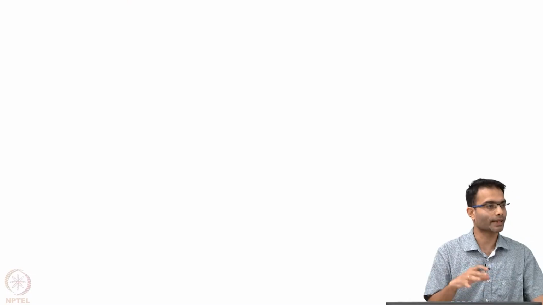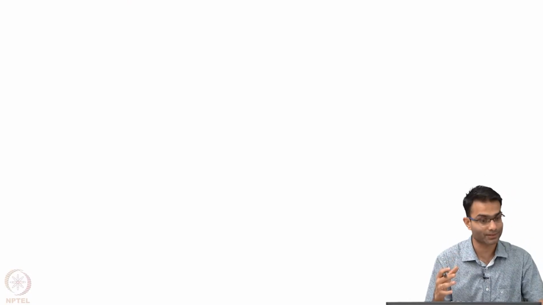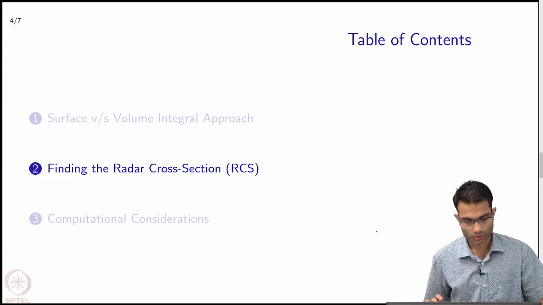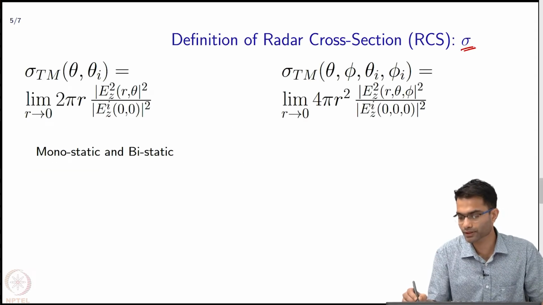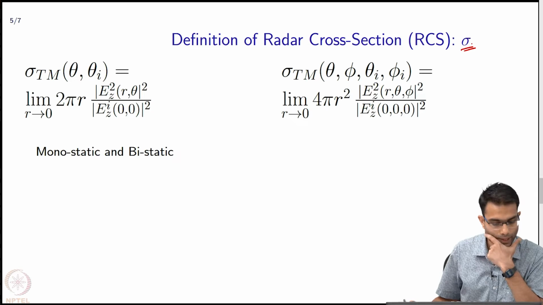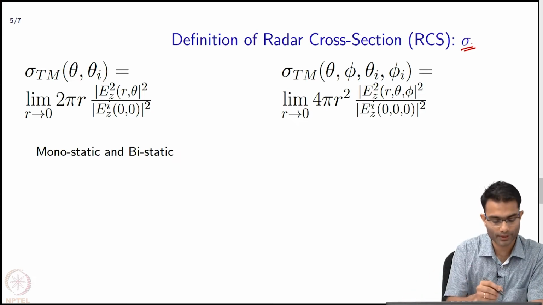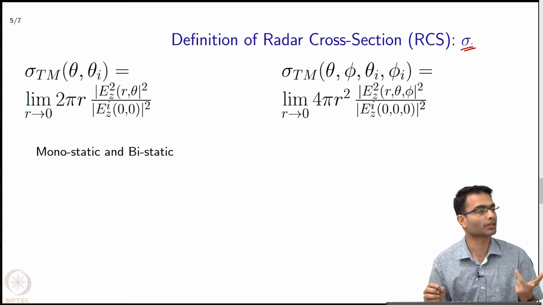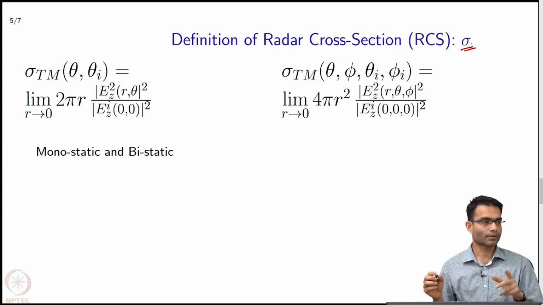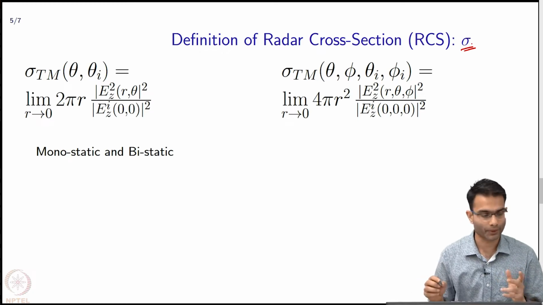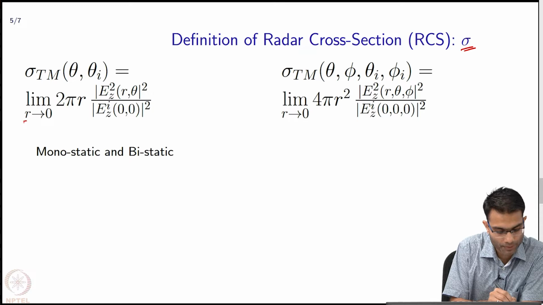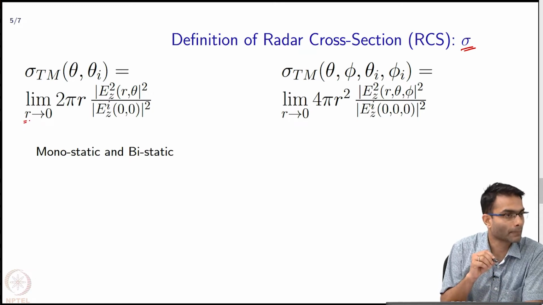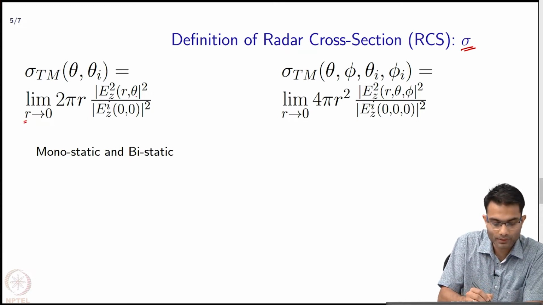So now let's get into some standard terminology for defining this radar cross section. First of all, the symbol reserved for it is usually sigma. There are different definitions in 2D and 3D, and the definitions are very intuitive. What does it say? It's the limit as the observation point is very far away, of the field observed, so Ez scattered, at r, theta.